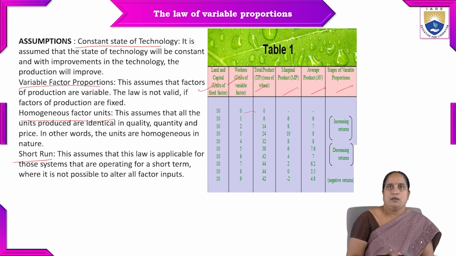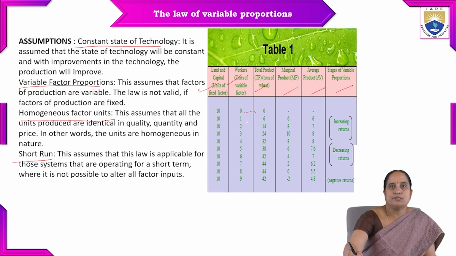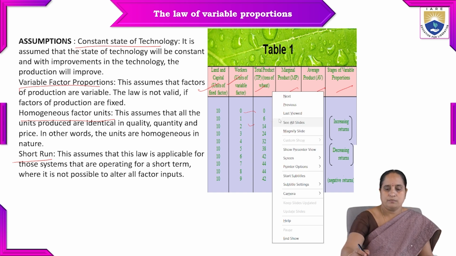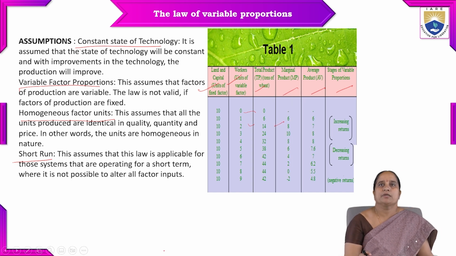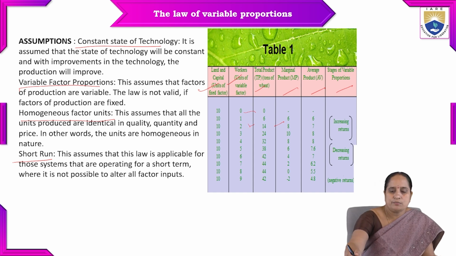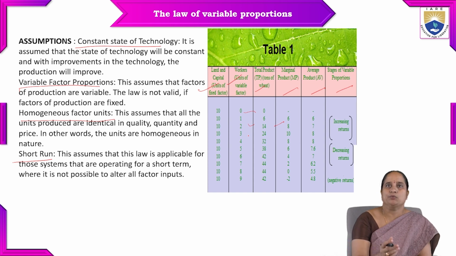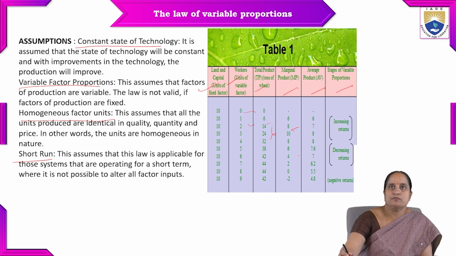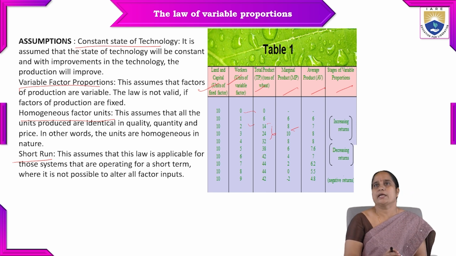When workers increase by 1, your total product is 6, marginal product 6, average product also 6. If you increase workers by 2, your total production becomes 14. Your marginal product, the difference between 14 and 6, is 8. And if you increase further, then we can find changes in terms of marginal product, total product, and average product.